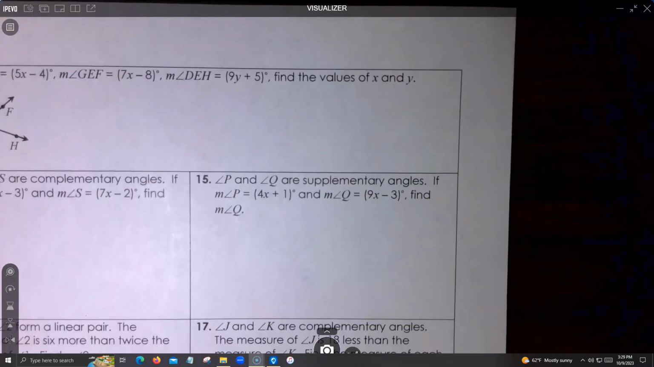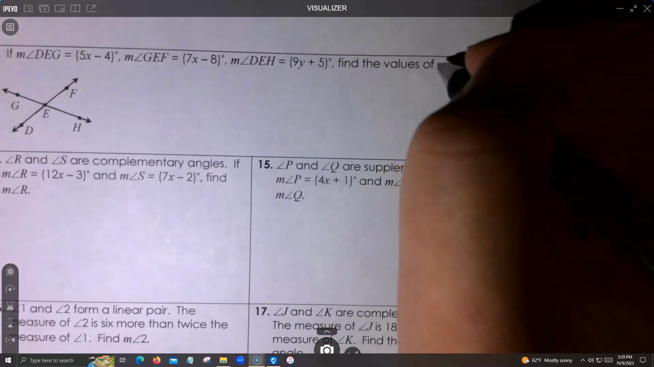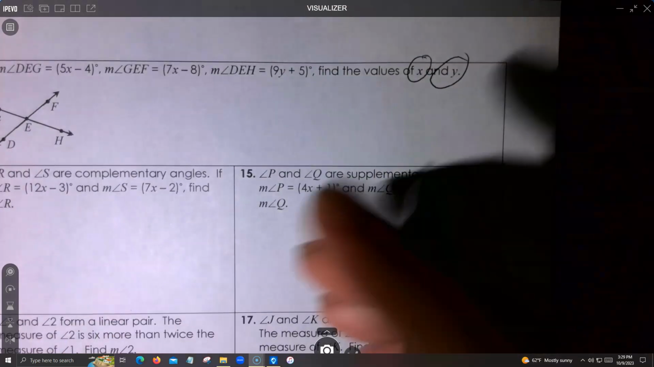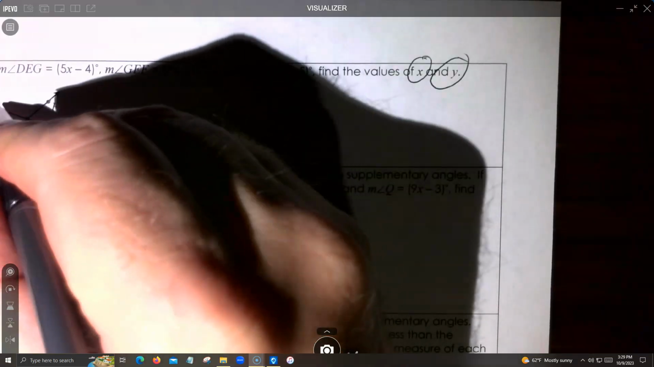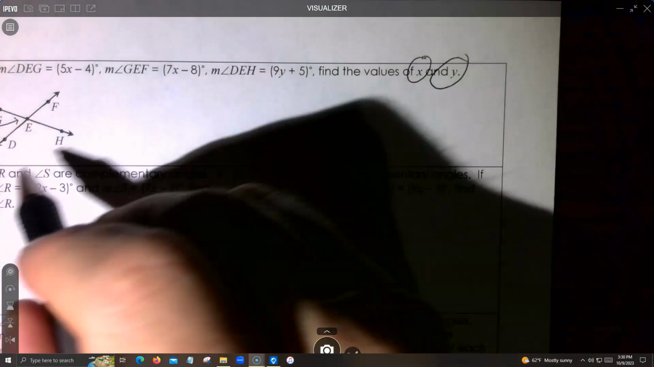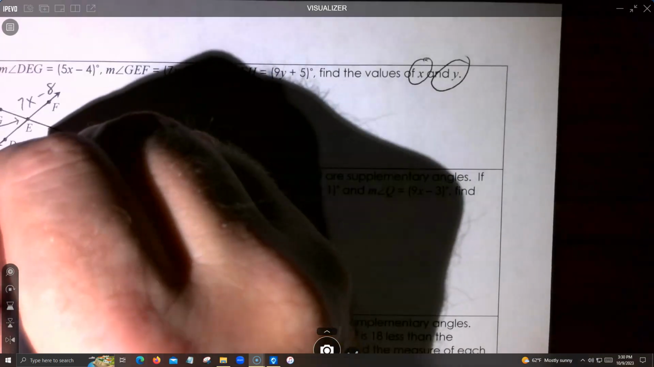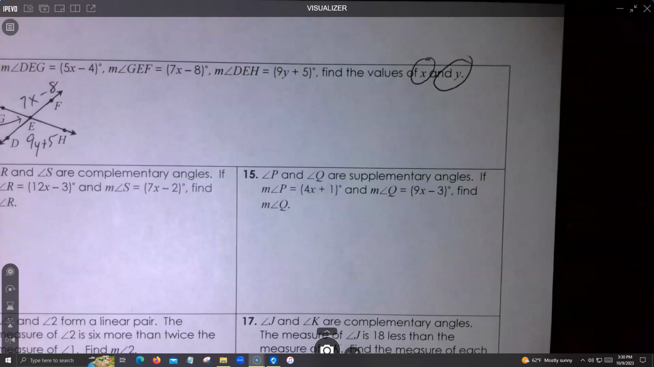All right, number 13. I'm trying to find, okay, so all I have to do is find variables, it looks like. I just have to find x and y. So I've got DEG, that's this bend right here, DEG, this is 5x minus 4. GEF is 7x minus 8. DEH is 9y plus 5. And find x and y.